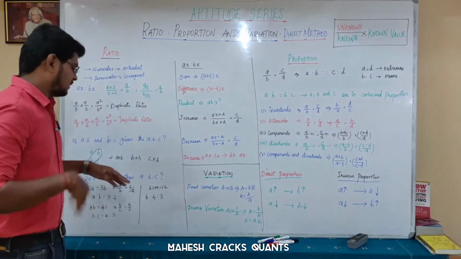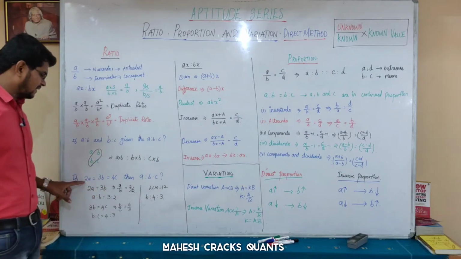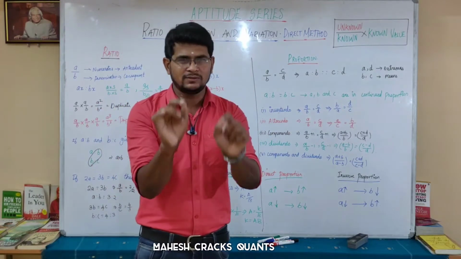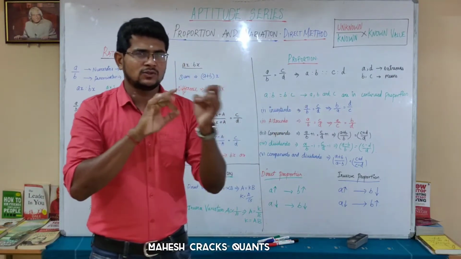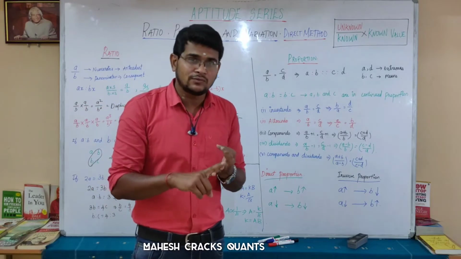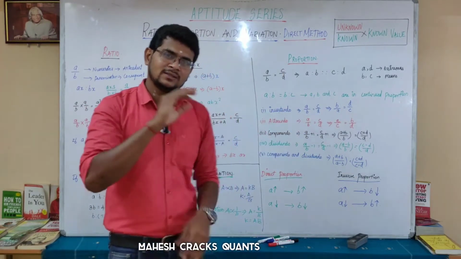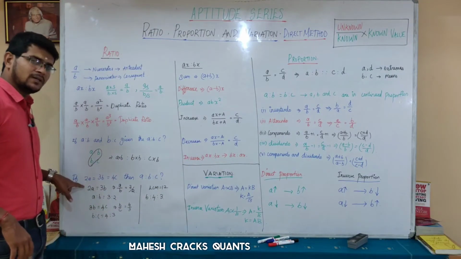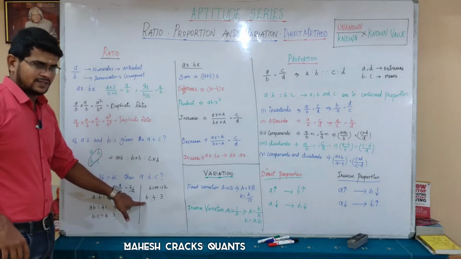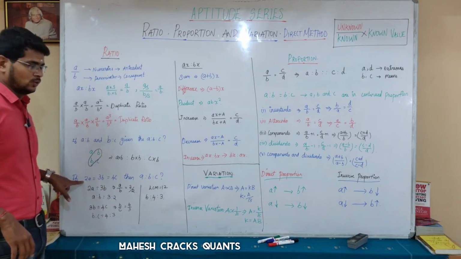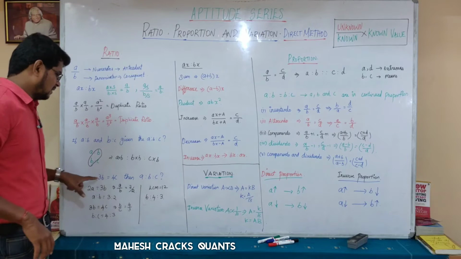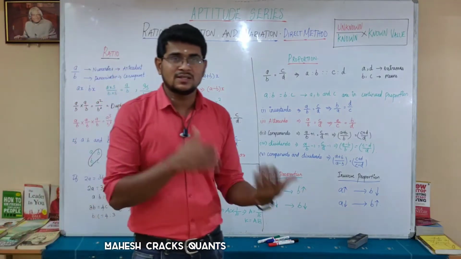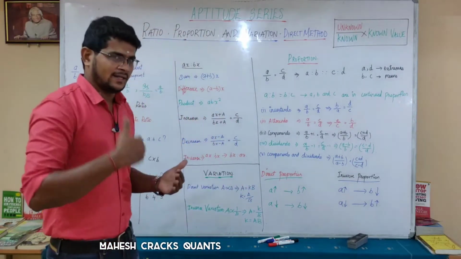The other method is to directly take the LCM of 2, 3 and 4. In 2A equal to 3B equal to 4C, the numbers are 2, 3, 4. The LCM of 2, 3, 4 is 12. LCM divided by the number with A is A's ratio. The number with A is 2. 12 divided by 2 is 6, 12 divided by 3 is 4, 12 divided by 4 is 3. That's all. This is the second method to find the ratio.